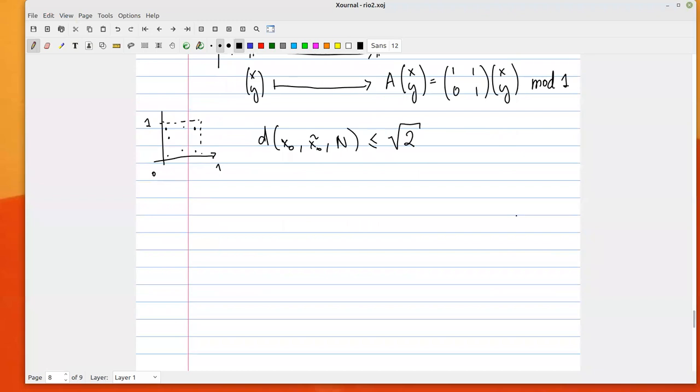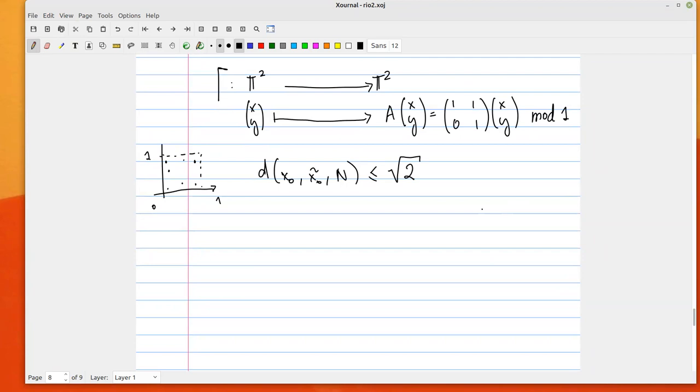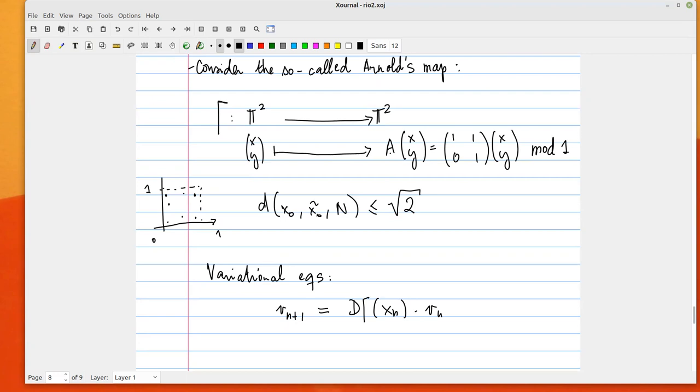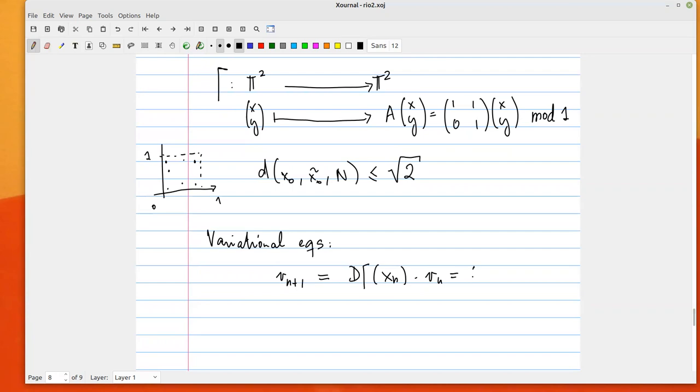Now, I will derive the variational dynamics associated to this map. And it's very easy because the dynamics itself is linear, so the variational dynamics is also linear. So the variational equation is the following. We have V, the tangent vector at time n plus 1, given by the derivative of gamma times Vn, and this is a linear transformation. So what you get is A, and A does not depend on the dynamics. So that's A Vn. All right.